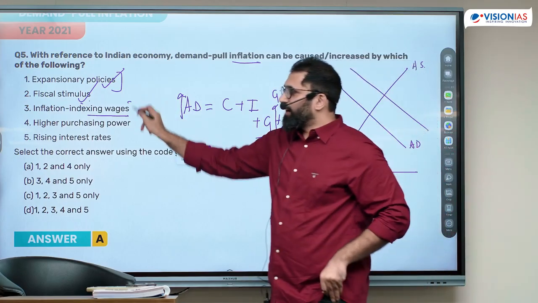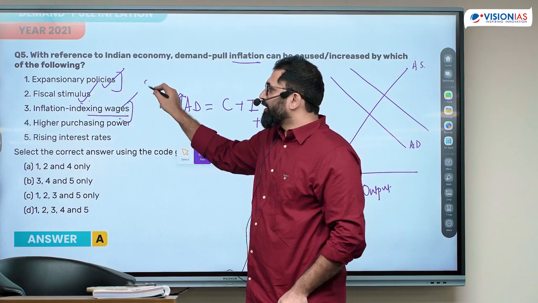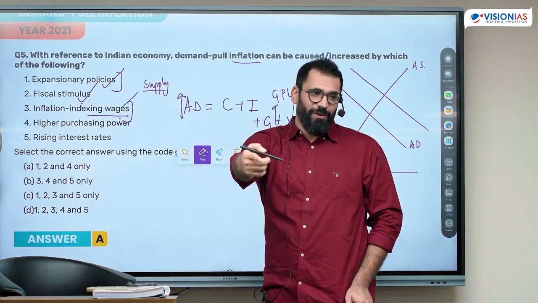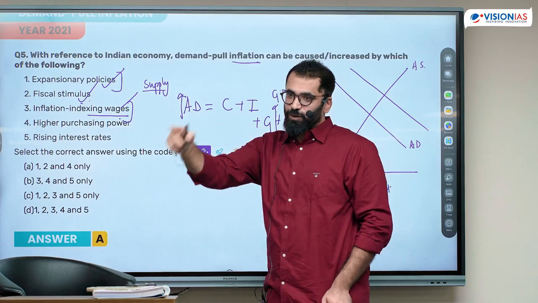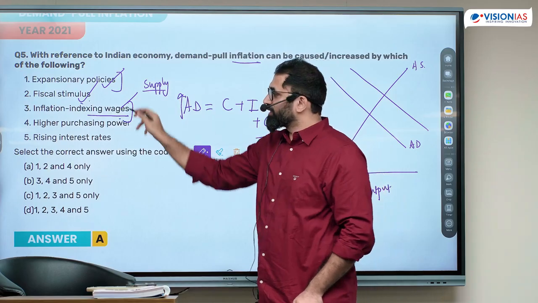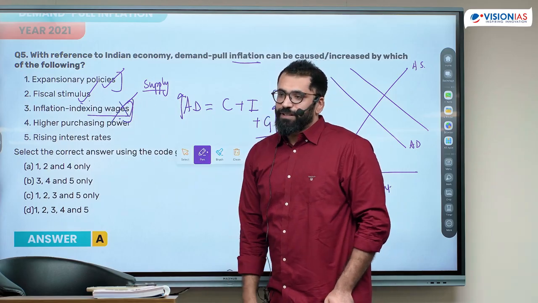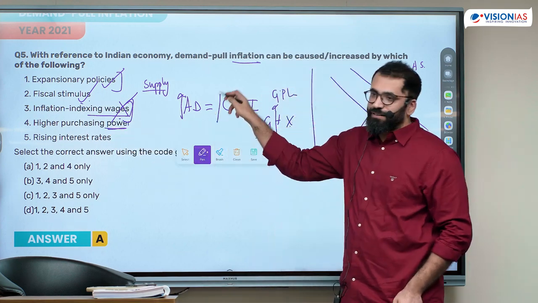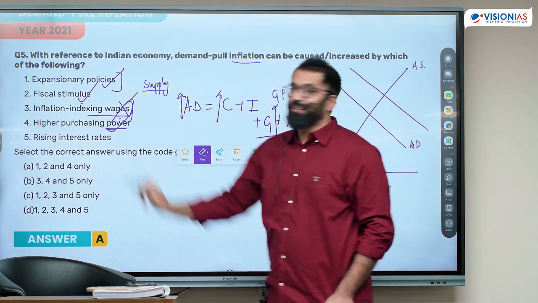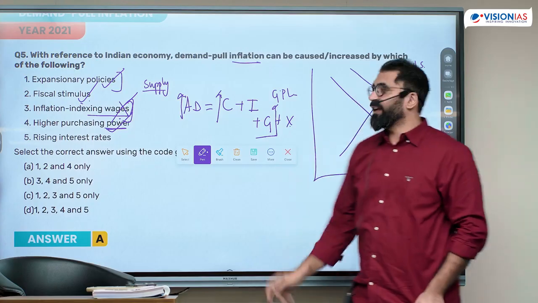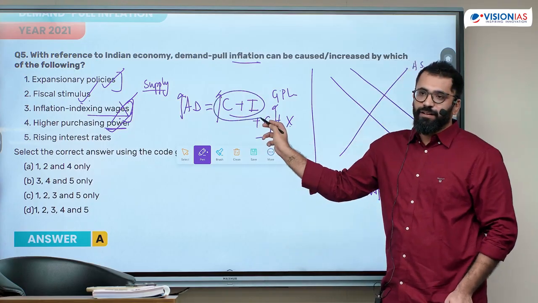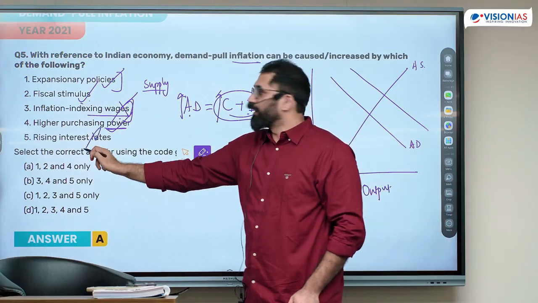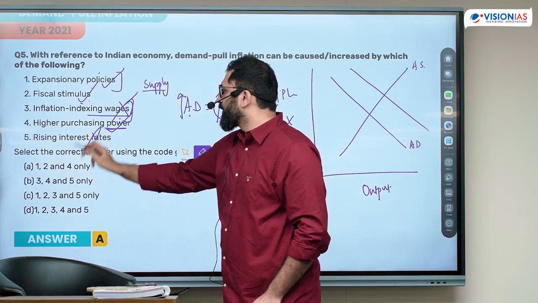This would be a cause of inflation, but from the supply side. Why? Because now the producer has to give more. Though the producer is earning more, the producer also has to give more. But this is not a demand pull inflation. Higher purchasing power. If income rises, C will rise. Rising interest rates. If interest rates are high, will C or I increase? They will fall. We want an increase. This is incorrect. So you have 1, 2 and 4.